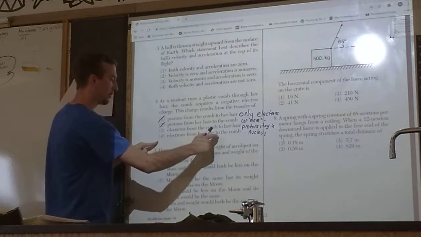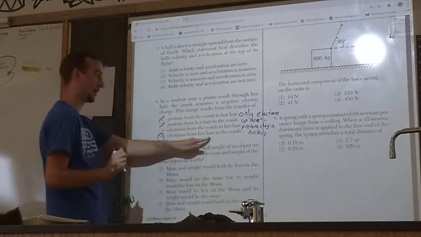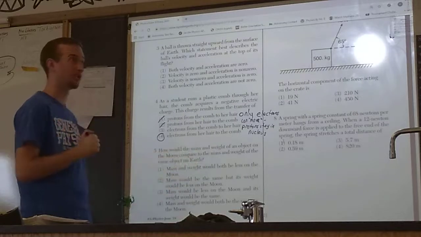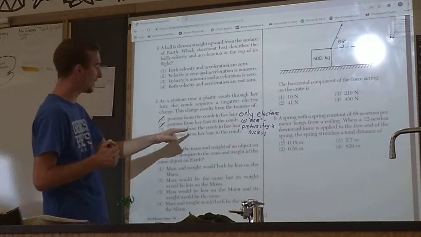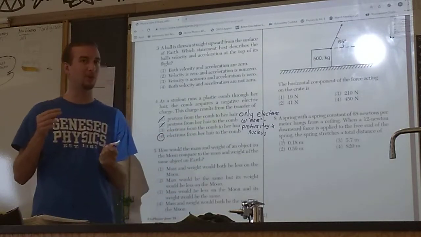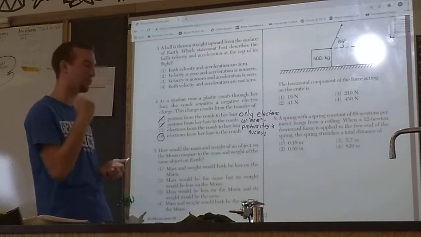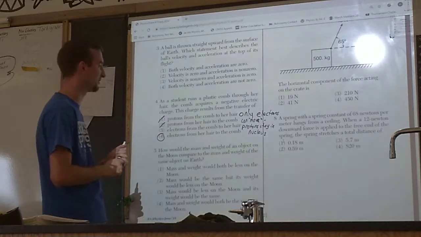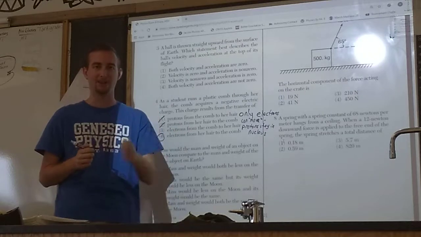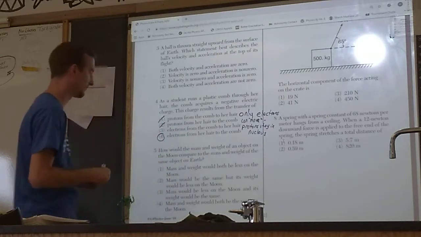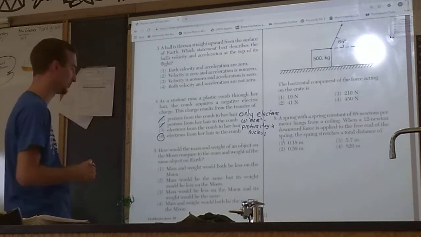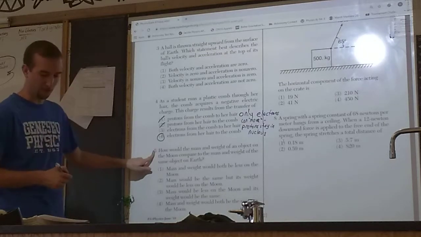Electrons moving from her hair to the comb, meaning her hair now has a positive charge, just lost a whole bunch of electrons. Electrons transferring from the comb to her hair might sound right because the charge is negative, but you have to remember electrons are negative themselves. Whatever object gains electrons must be negative, or is becoming more negative, I should say. So that's answer number 4.